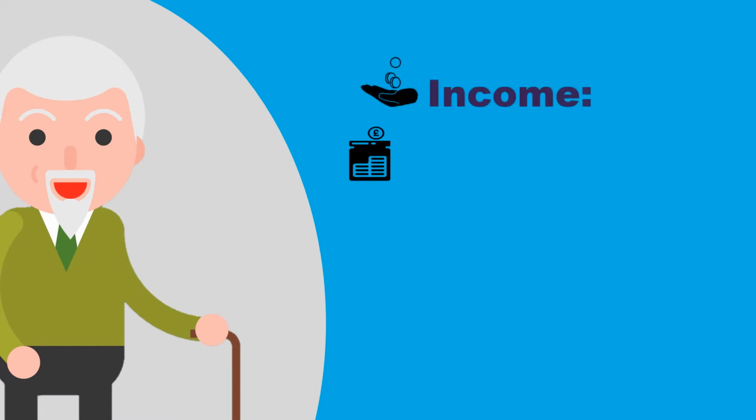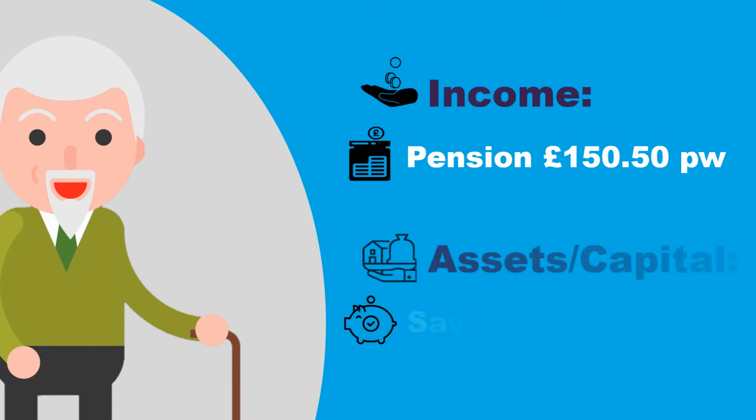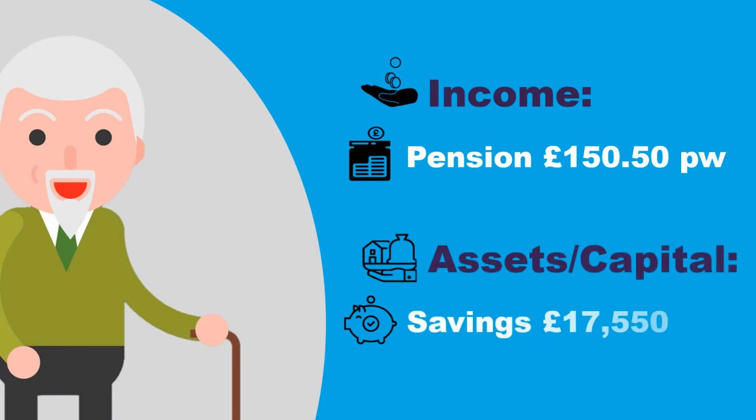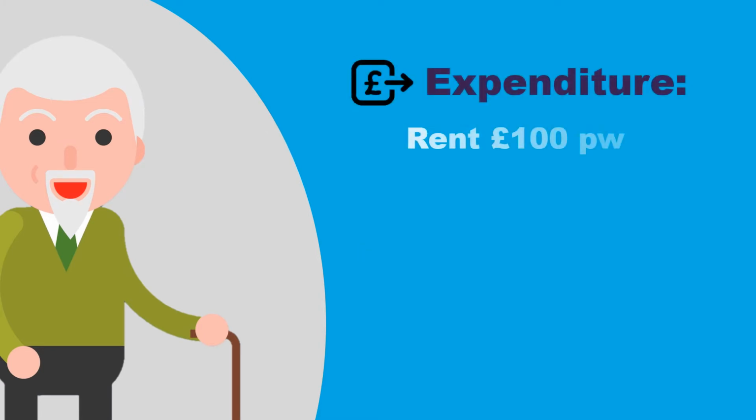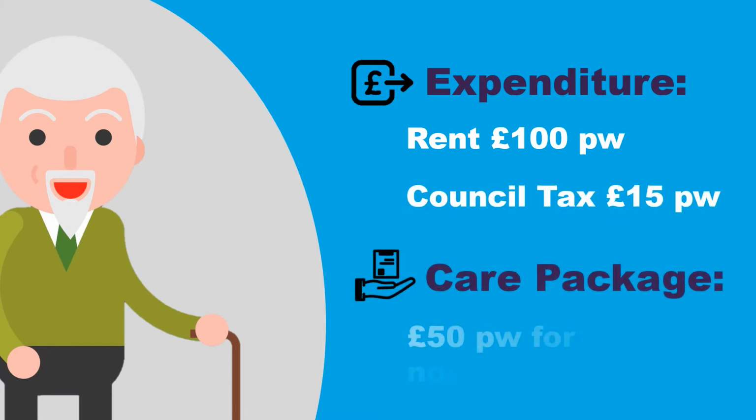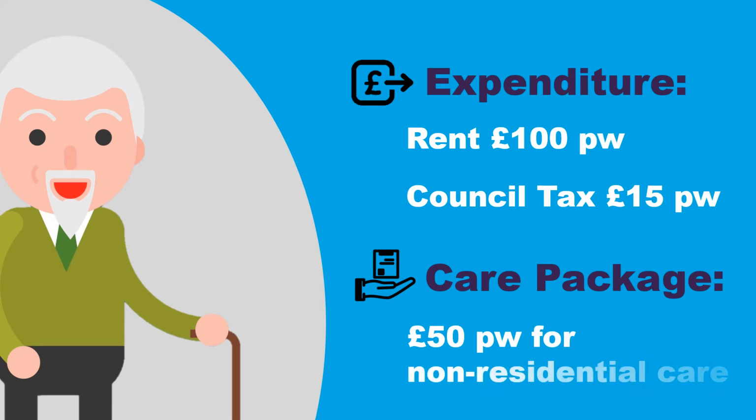Income, state retirement pension, £150.50, total £150.50 per week. Capital, savings of £17,550. Expenses, rent £100 per week, council tax £15 per week. He is going to receive a care package costing £50 per week and therefore needs a financial assessment.